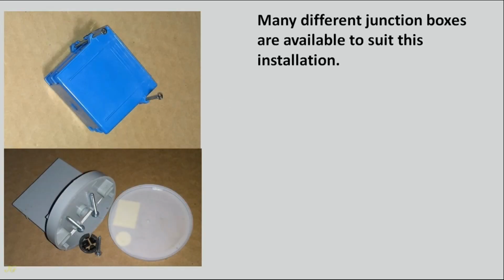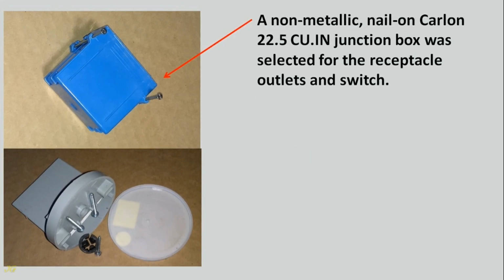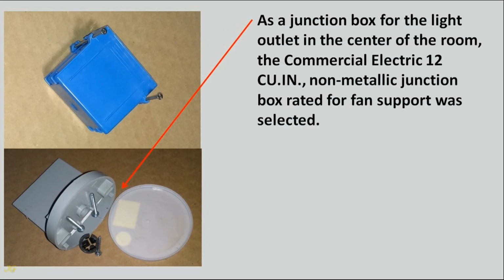Junction boxes. Many different junction boxes are available to suit this installation. In this example, 2 types of boxes have been selected that are best suited for this type of wiring. A non-metallic, nail-on Carlon 22.5 cubic inches junction box was selected for the receptacle outlets and switch. As a junction box for the light outlet in the center of the room, the Commercial Electric 12 cubic inches non-metallic junction box rated for fan support was selected.